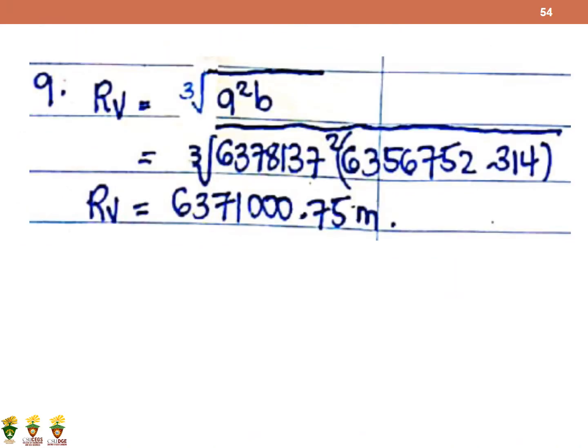And lastly, for number 9 is the radius of the sphere having the same volume as the ellipsoid. So you can have this formula, just the cube root of a squared times b. Substitute the values of a and b, and you get the radius to be 6371000.75 meters. So that's it for the examples.